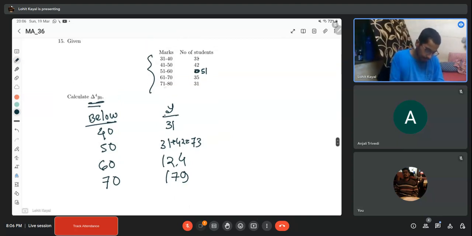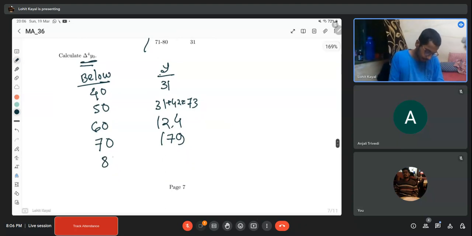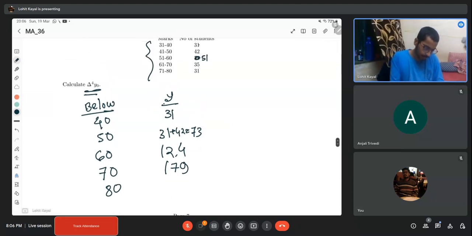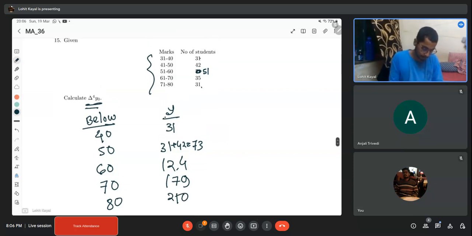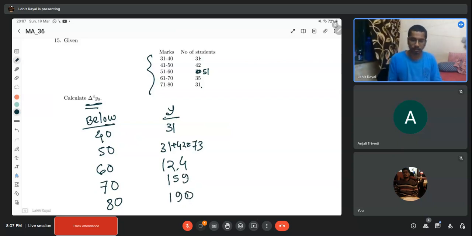So less than 80, that will be 179 plus 31, that means 210. So total 210 students is here. Let's check again. 31 plus 12, 42, 73. 73 plus 51 is 124. 124 plus, oh yeah, here I have made a mistake, which is 159 plus 31 is 190. Right. This is 190 students.